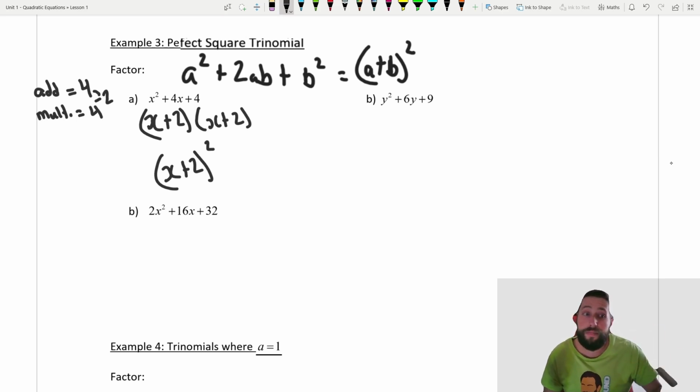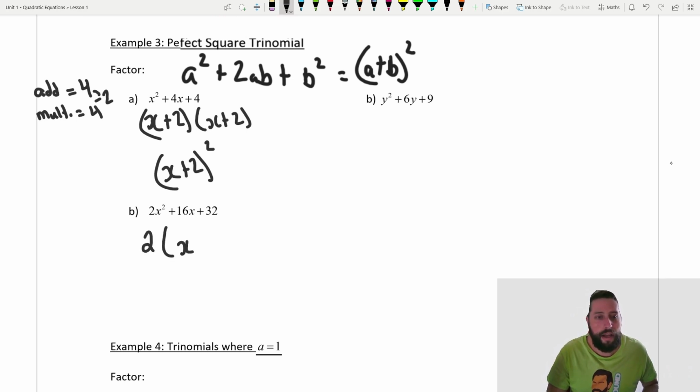Moving on to b, we have 2x squared plus 16x plus 32. So what we're going to do first is divide everything by 2. We're going to factor out a 2 first. So we go, okay, 2, and then x squared plus 8x plus 16.